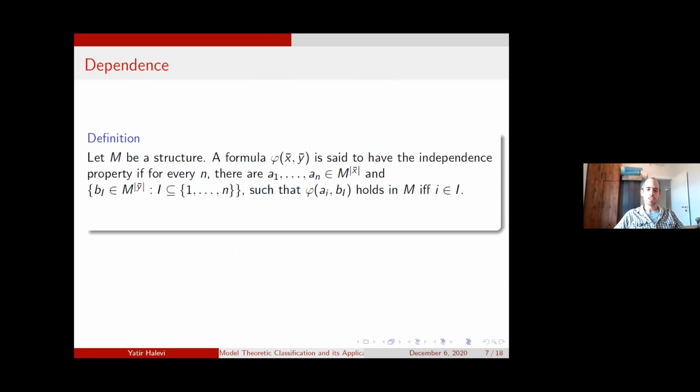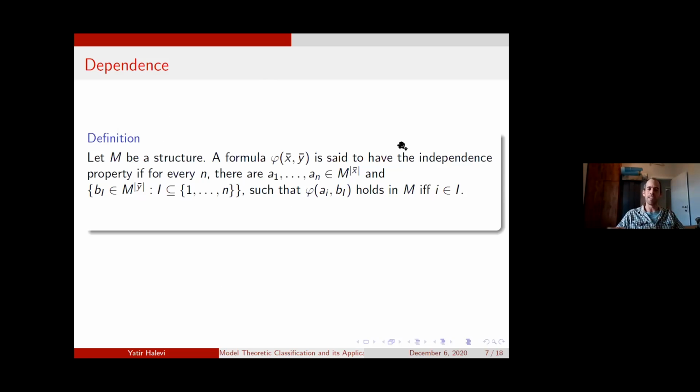So let M be a structure. A partitioned formula like this, phi(x, y), is said to have the independence property if, again, for every n, we can find elements a_1 to a_n, and elements b_I, which are indexed by subsets I of {1 to n}, such that phi(a_i, b_I) holds in M if and only if i is an element of I.